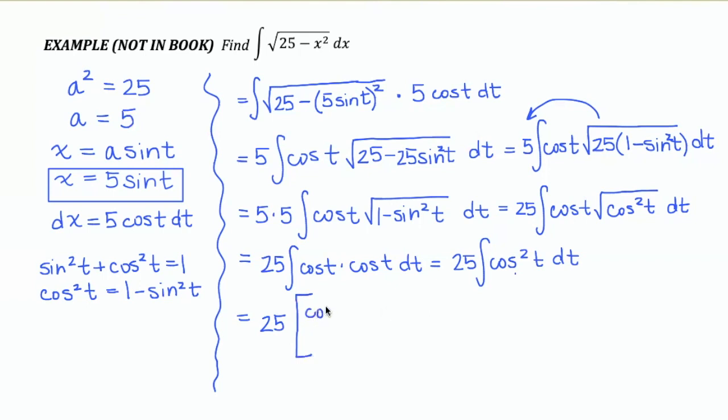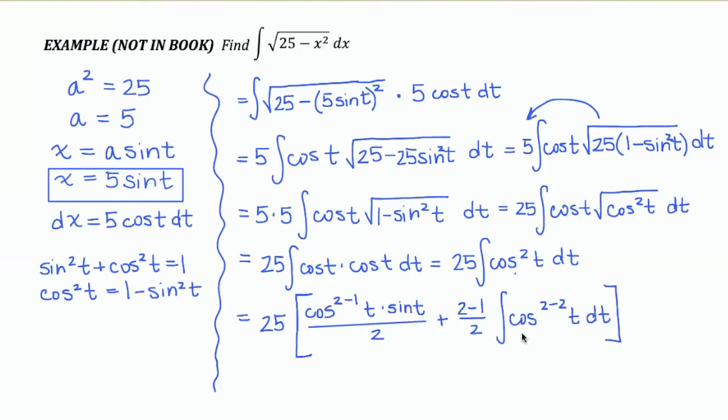You're going to do cosine of n minus 1 of t times sine of t over your n value, which in this case, again, is 2, plus n minus 1 over n, so 2 minus 1 over 2, integral cosine n minus 2 t dt. So that is following the pattern of the reduction formula.